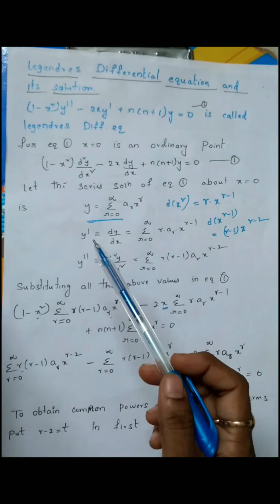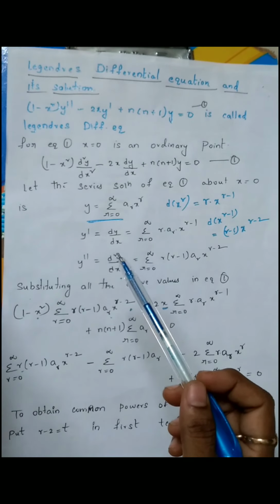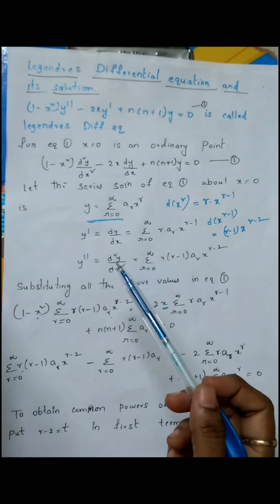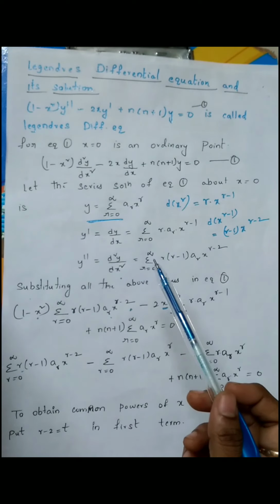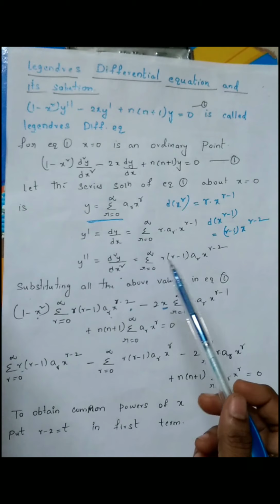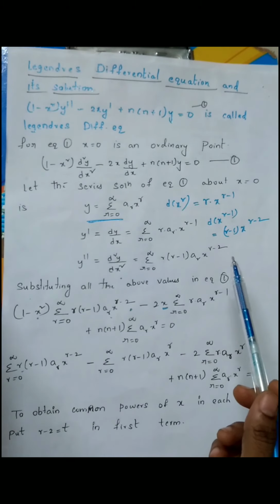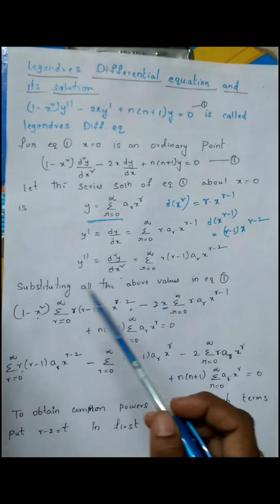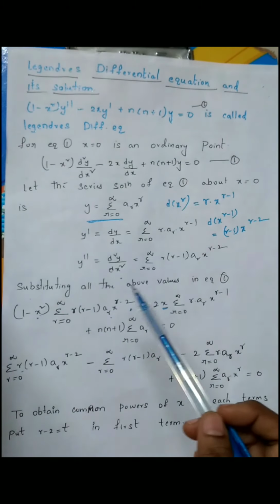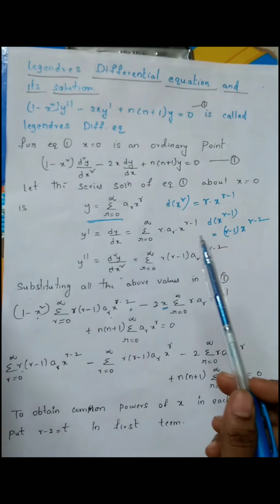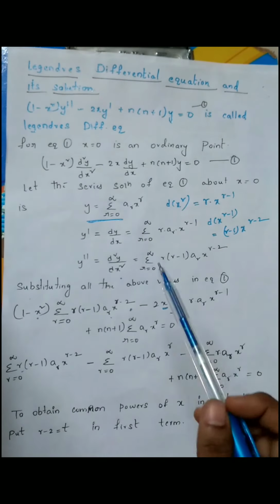Differentiating y dash with respect to x, we get y double dash or d square y by dx square, which is sigma r is equal to 0 to infinity r(r minus 1) a r x power r minus 2. Substituting y dash and y double dash in equation 1, that is Legendre's differential equation.